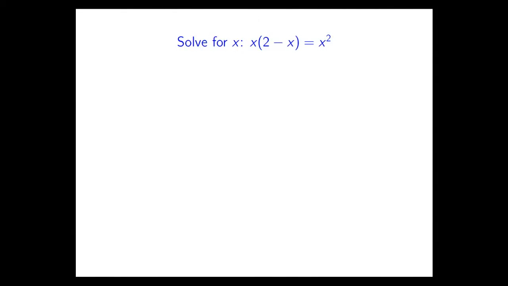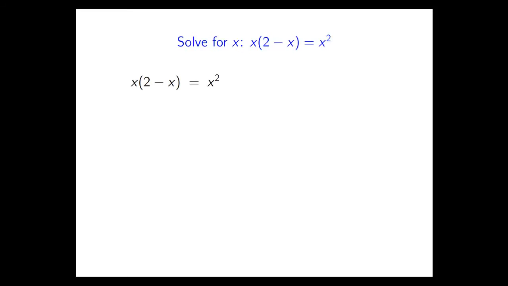Now that was a fairly contrived example that we just saw. Here's a more practical problem where division by 0 may turn out to give us a hard time. We're asked to solve this equation for x. x times (2 minus x) equals x squared. What is the solution or solutions, if any, to that problem?